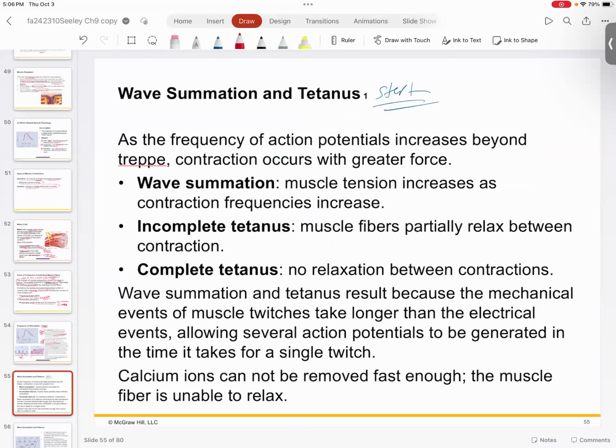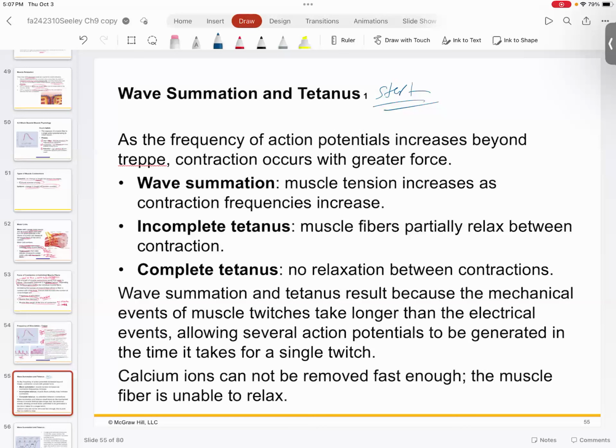Okay, so let's keep taking a look at the frequency of action potentials. When we go beyond treppe, this is like giving as many twitches as you can, as fast as you can go, with full contraction followed by full relaxation. So you're allowing a full amount of relaxation. What happens if you go faster? If you go faster, ultimately you're going to start cutting into the relaxation piece.